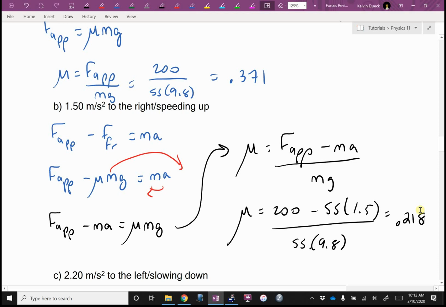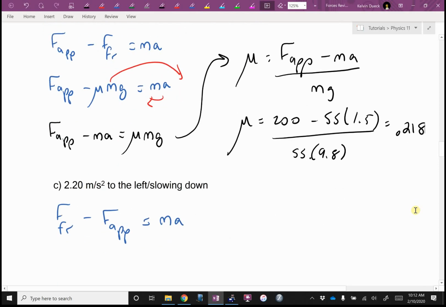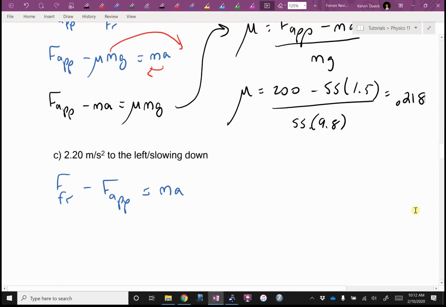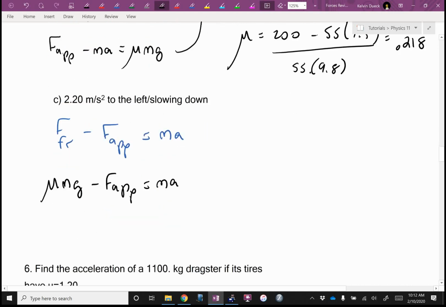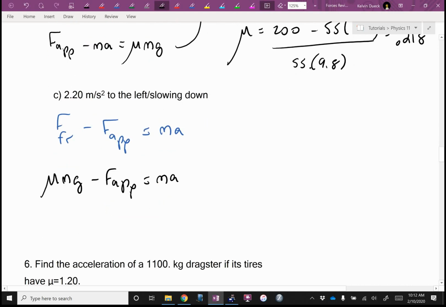What if we're slowing down? All that means is friction's winning. Don't panic. Fine, friction's the winner. It's still going to be mu times the normal force. I don't know the normal force. Oh, but look, mg minus F applied equals ma. What do I want to get by itself? How? What would I do first?